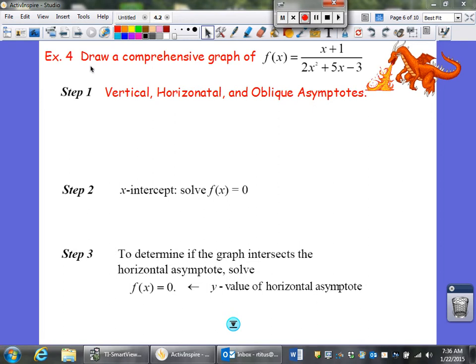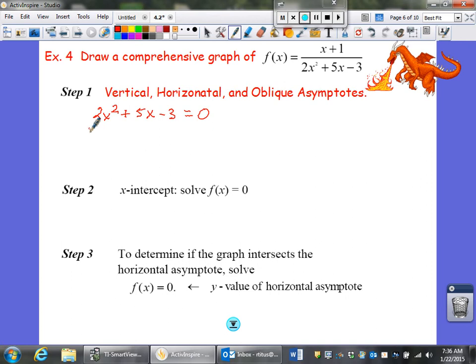So this one says draw a comprehensive graph, which means we're going to have all the asymptotes and all the points plotted correctly to graph this rational function. Well, step one, you're going to find all vertical, horizontal, and oblique asymptotes that are there. We've learned to find the verticals. You're going to have to set the denominator equal to 0. So I'm going to take 2x squared plus 5x minus 3 and set that equal to 0.